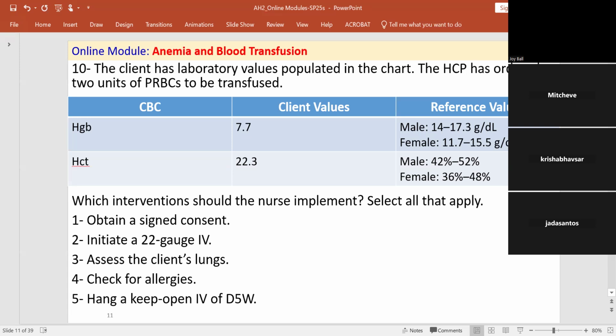So the client has laboratory values populated in the chart. The HCP has ordered 2 units of PRBCs to be transfused. CBC hemoglobin is 7.7 and hematocrit is 22.3. Which interventions should the nurse implement? Good. This is a case about blood transfusion. The patient's H&H is 7.7 and 22.3, and we have the references. We don't know if the patient is male or female, but it's very low.